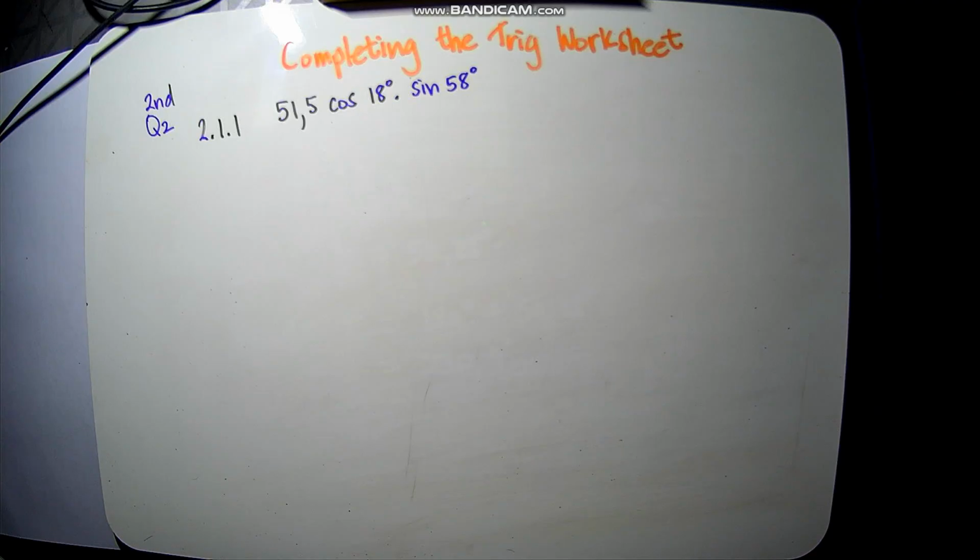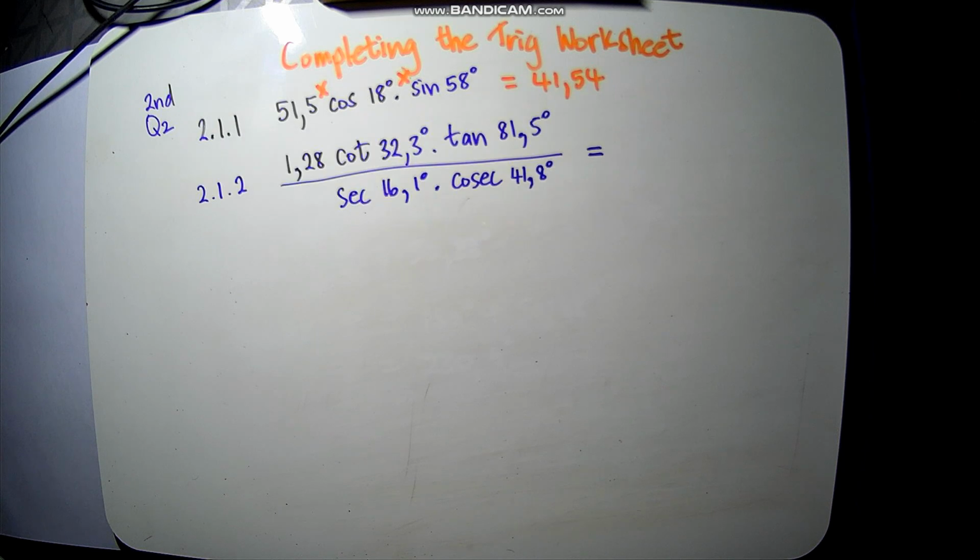We are completing the Trig worksheet that was given. This is the second question too. All you have to do is punch this into the calculator for 2.1.1. Notice that there's a times between 51,5 and cos 18, and between cos and sine there's also a times. Punching it in, we get 40,54.